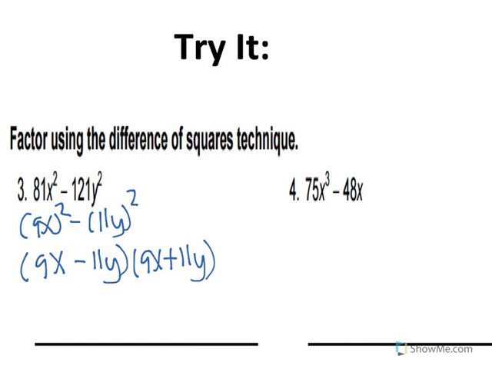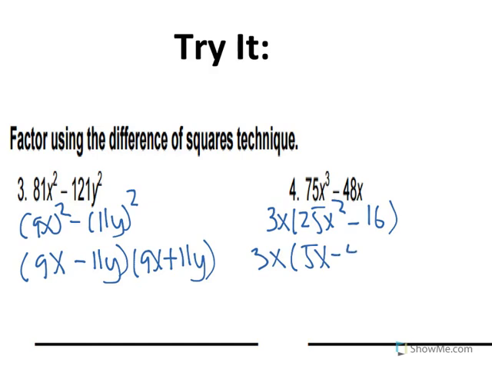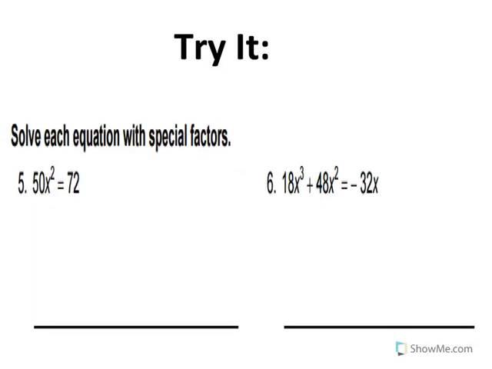Okay, so for these two, if you look at 75 and 48, we can factor out 3. And then x cubed and x, we can factor out x. So this gives us 25x squared minus 16. And 16 is a perfect square, 25 is a perfect square, so we can write this as 3x times (5x minus 4) times (5x plus 4). Okay? Let's go on to number 10.